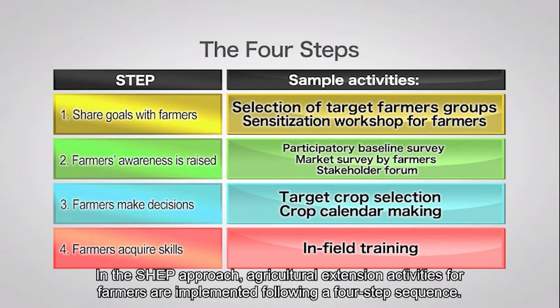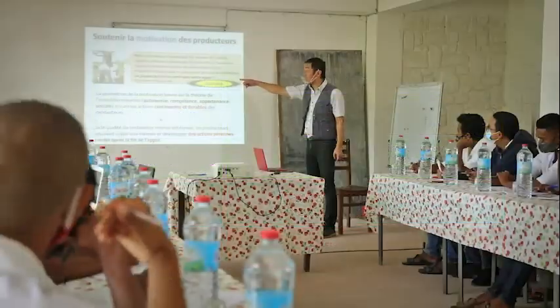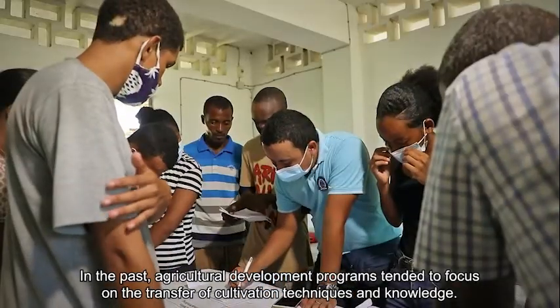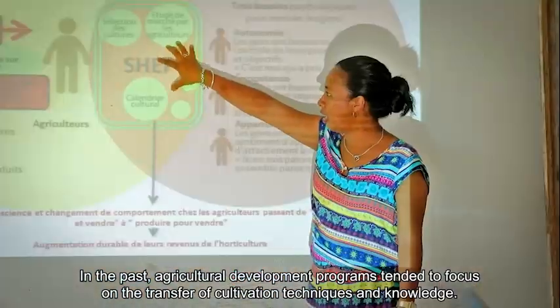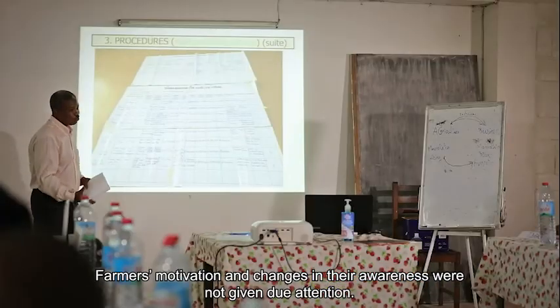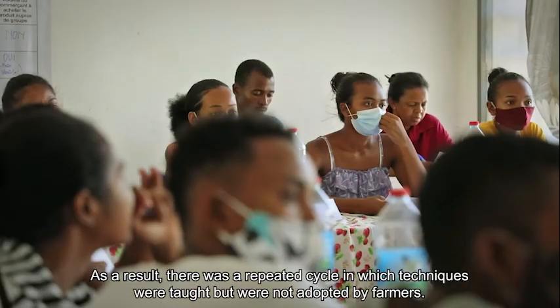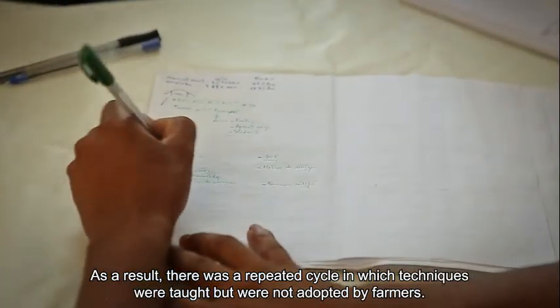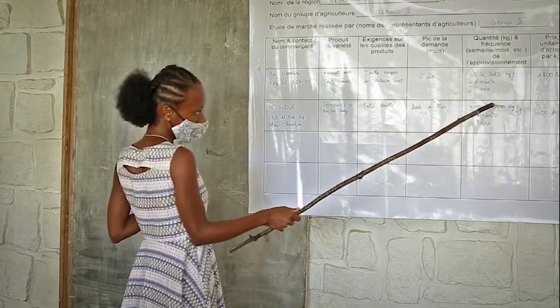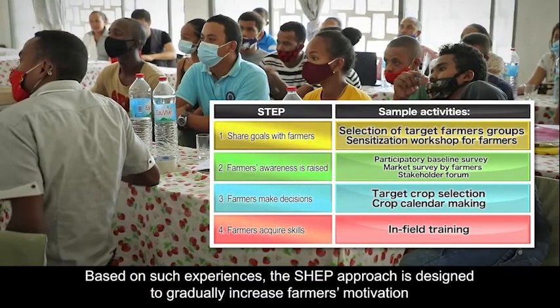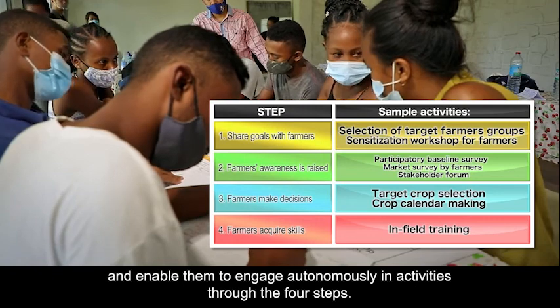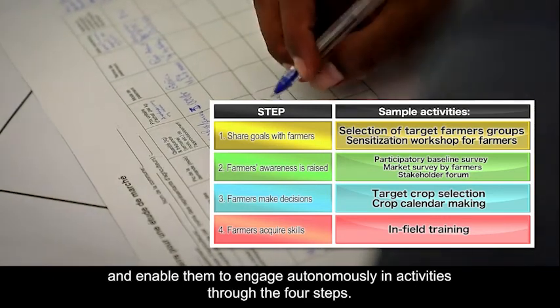In the SHEP approach, agricultural extension activities for farmers are implemented following a four-step sequence. In the past, agricultural development programs tended to focus on the transfer of cultivation techniques and knowledge. Farmers' motivation and changes in their awareness were not given due attention. As a result, there was a repeated cycle in which techniques were taught but were not adopted by farmers. Based on such experiences, the SHEP approach is designed to gradually increase farmers' motivation and enable them to engage autonomously in activities through the four steps.